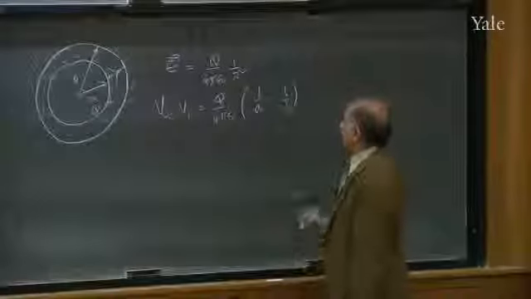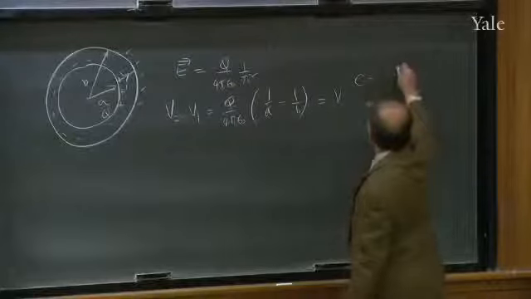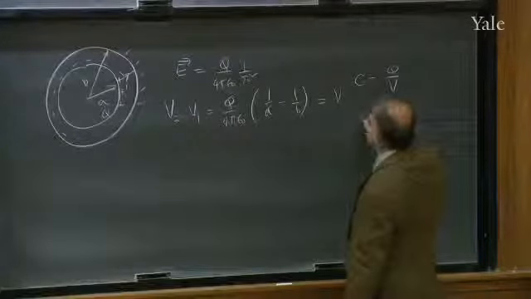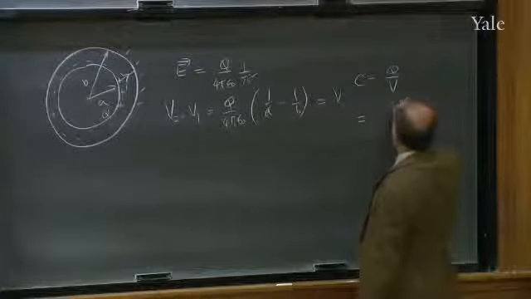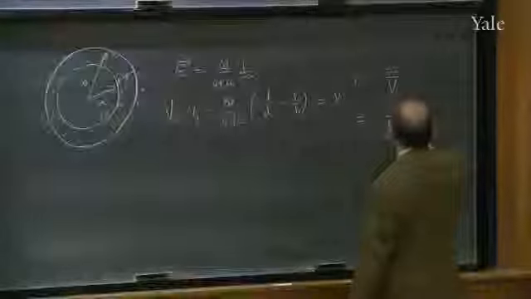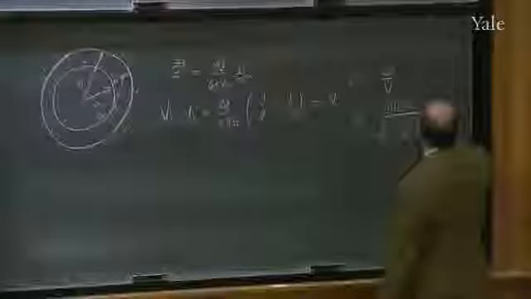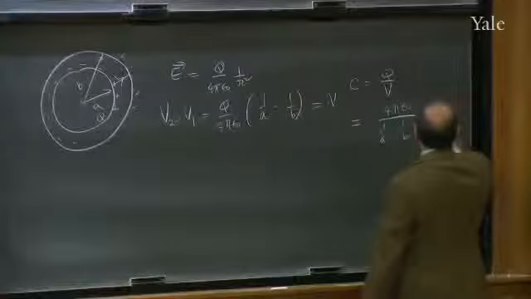Well, we are done, because this is what I call V. So capacitance is Q over V, and that's going to be 4 pi epsilon 0 divided by 1 over A minus 1 over B, which is 4 pi epsilon 0 AB divided by B minus A.